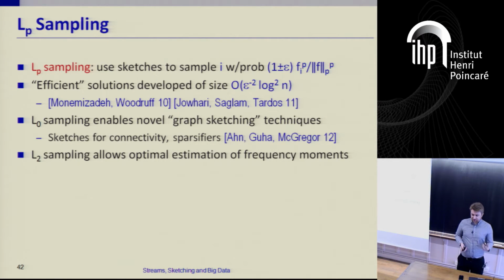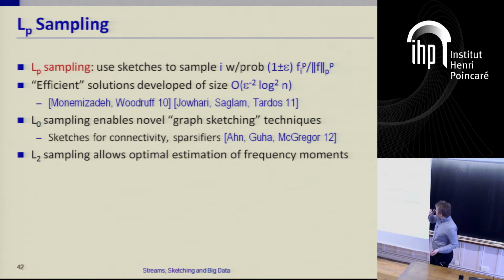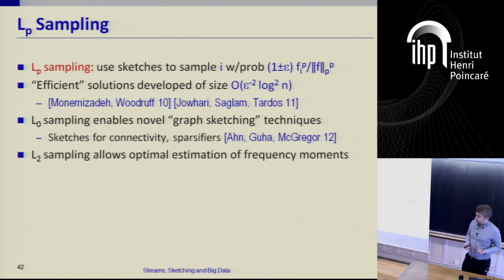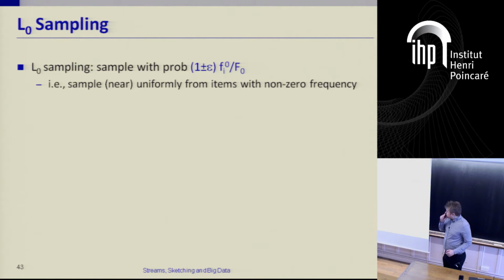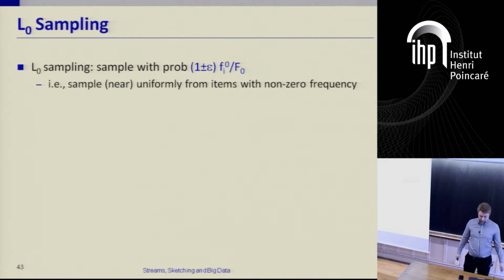Right. So the general form is this idea of Lp sampling that says I want to sample roughly proportional to the contribution of item i to the pth frequency moment. So if p is 2, what's the squared contribution of i to the sum of the squares? So I'll just talk about L0 sampling. L0 sampling says I want to sample proportional to the 0th power. So in other words, I just want to sample from the elements that actually occurred, from the elements with non-zero frequency.